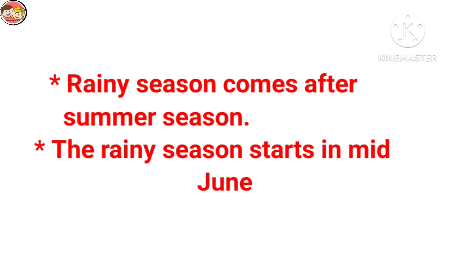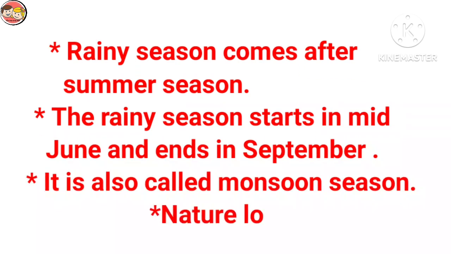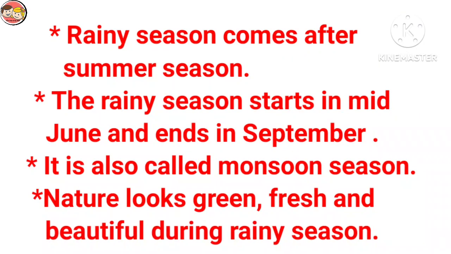Rainy season comes after summer season. The rainy season starts in mid-June and ends in September. It is also called monsoon season. The sky looks cloudy in this season. Nature looks green, fresh, and beautiful during rainy season. Rainy season brings relief from scorching heat and makes the environment cooler and pleasant.